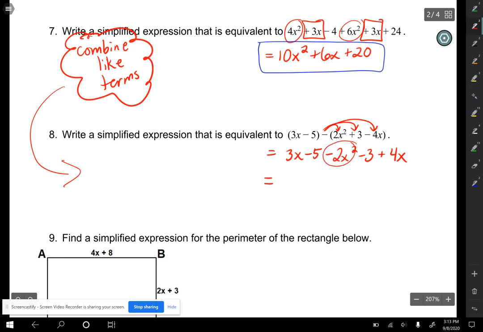Now I can combine like terms. Let's see. There's no other x squared, so it's going to stay negative 2x squared. And then I have 3x and 4x to make 7x. And then our constants, our numbers, negative 5 minus 3 is negative 8.